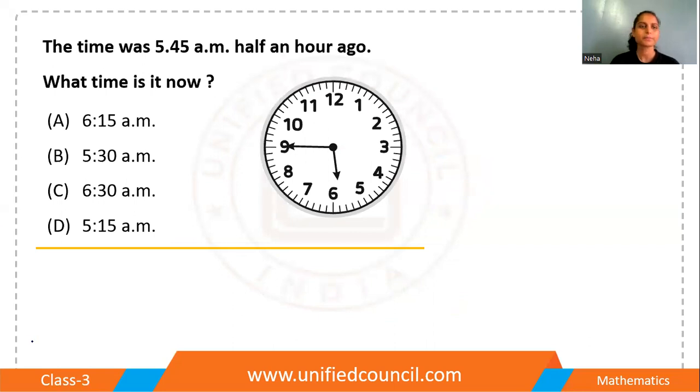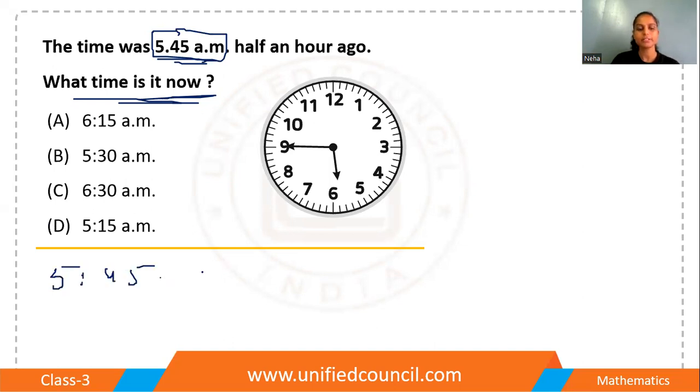Here is the next question. The time was 5:45 a.m. half an hour ago, what time is it? Okay, so this is 5:45. Okay, so half hour ago, that is 30 minutes before, right? 30 minutes before. What time is it? Okay, so half hour ago, it is 5:45 a.m. now. The time will be plus 30 minutes, right?